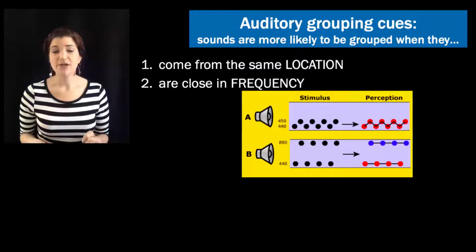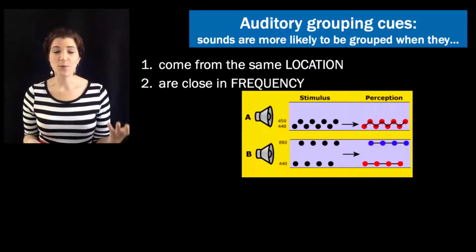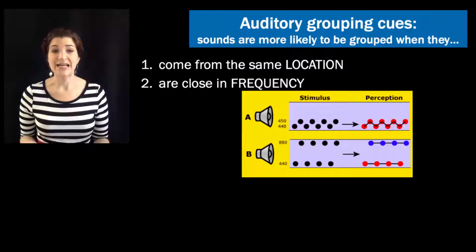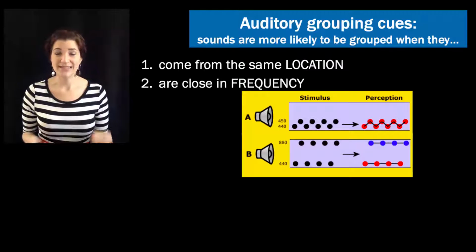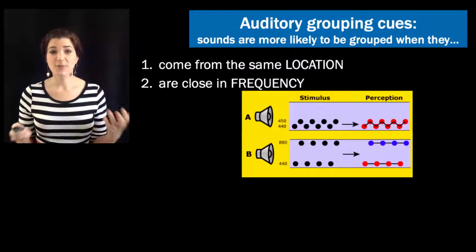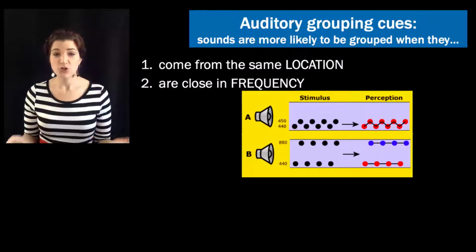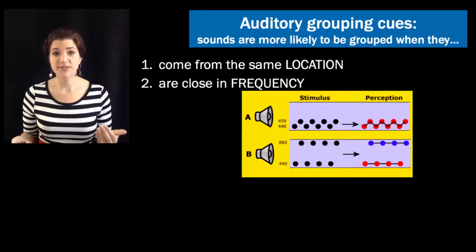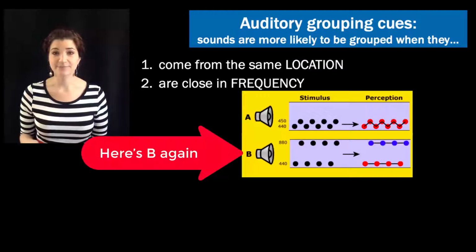What people typically report is for this top one, that when the sounds are close together in frequency, it sounds like they're coming from the same source. It sounds like just one thing. When the sounds are farther apart, it sounds like they're coming from two sources, that there are two different streams that are happening simultaneously.